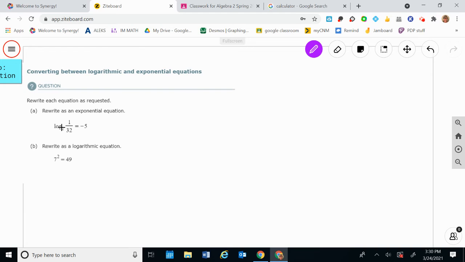Okay, so we're going to go log. It's already in log, so we want to go to exponential. So again, this is the base. So 2, this is the exponent, to the -5th equals the answer, 1/32. And that's true, right? 2 to the -5th is 1/32 because 2 to the -5th means 1 over 2 to the 5th, which is 1 over 32.